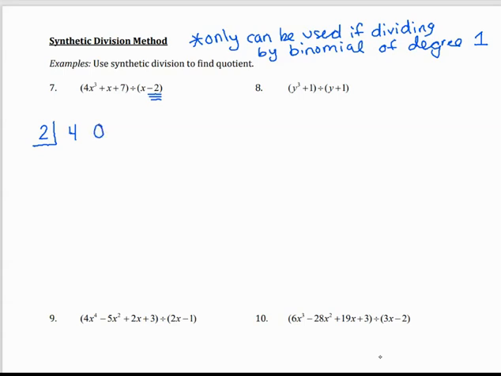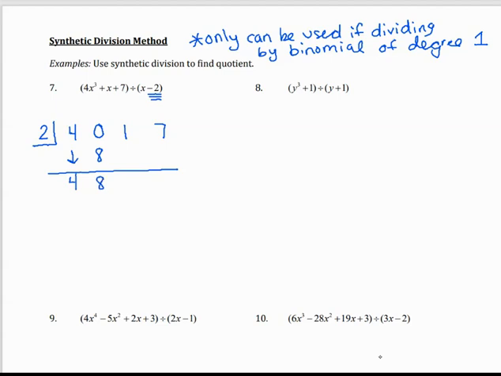Now I have x to the first term, that coefficient is a 1, and then I have my constant of 7. So notice, all of the variables are gone. I'm using the constants and coefficients. Okay, now leave some space and draw a line. The first step we're going to do is to carry down the first term, which is 4. And now we multiply. 2 times 4 is 8. Add gives me 8. Continue that pattern.